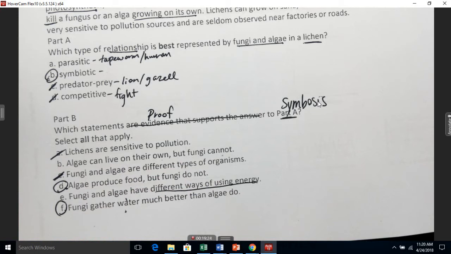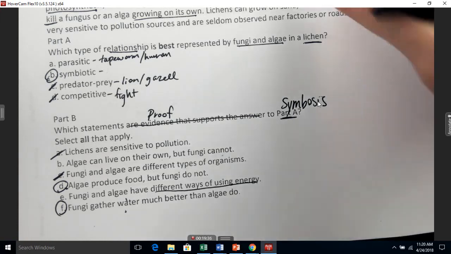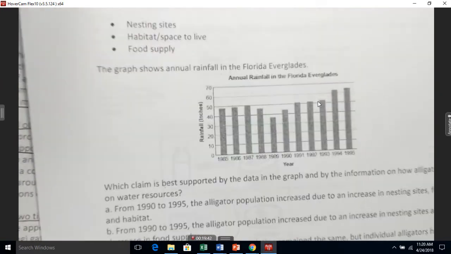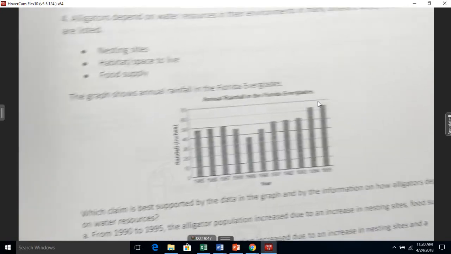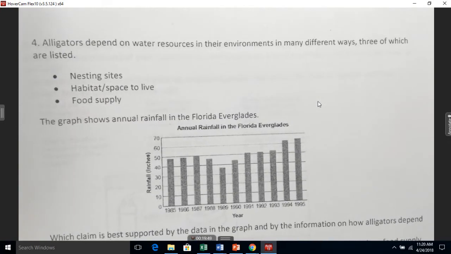Anybody get both right? You did? I got both wrong. Even if he got one, it doesn't count. I was about to put B, but then I realized, oh wait, it says Number 4. Then you wouldn't get the points. That's what I hate.